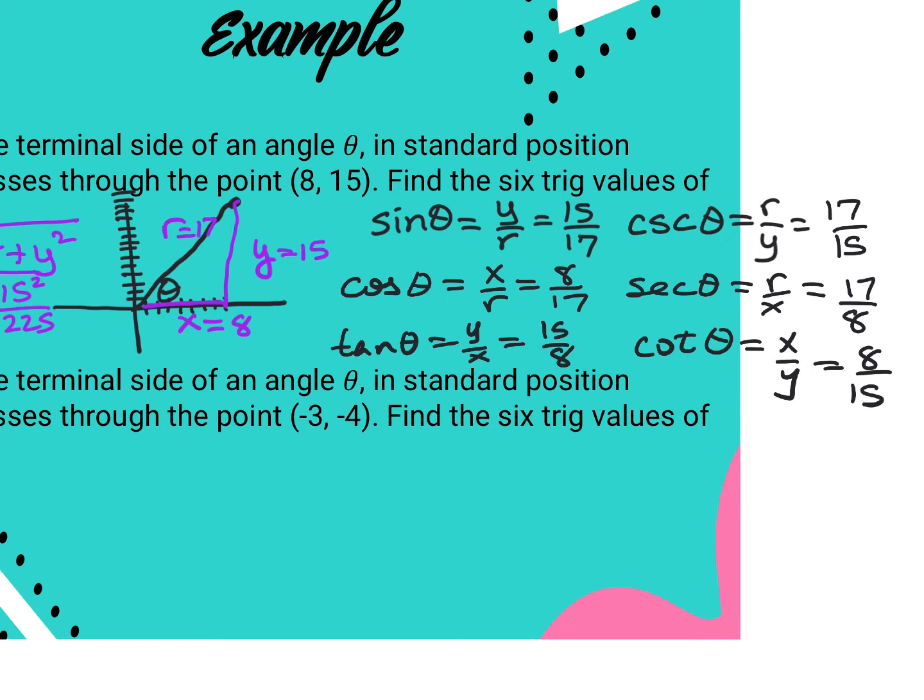Again, the ordered pair that they're giving you is on the terminal side of that angle. Remember, yesterday we saw this is the initial side, and then this is the terminal side. So this is the angle that they're referring to. So let's try the next one.